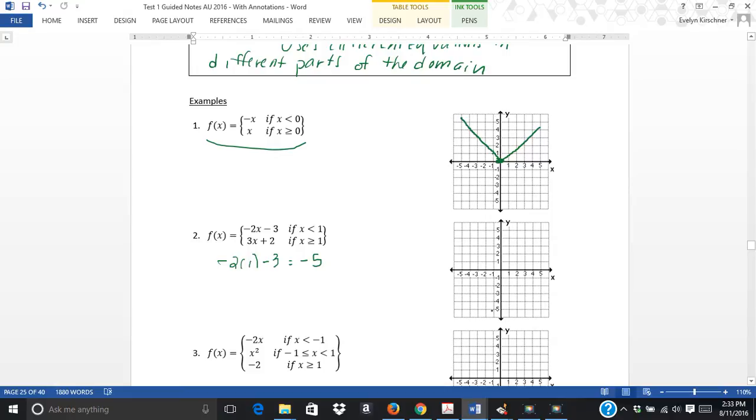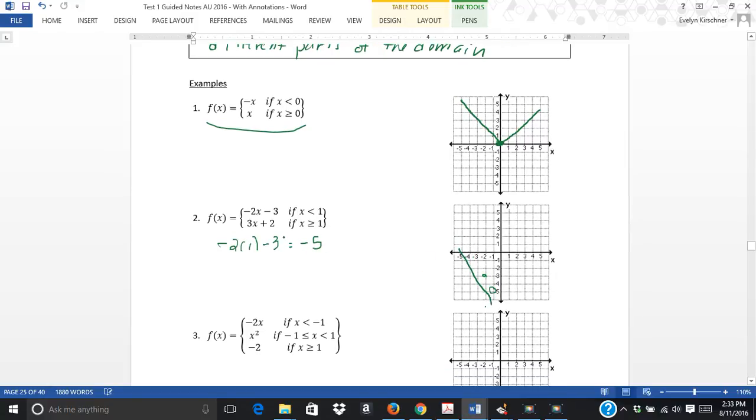So at 1, it's negative 5. It's an open circle, and then it has a slope of negative 2, going down. When x is negative 3, it goes up 2 and left 1. So it looks like this.